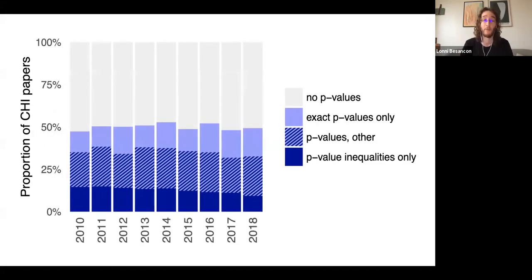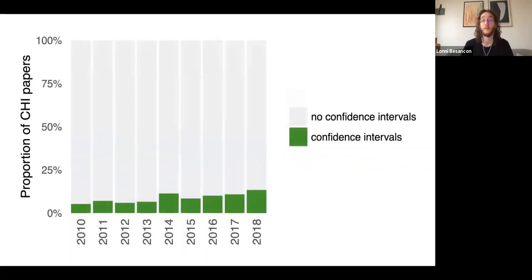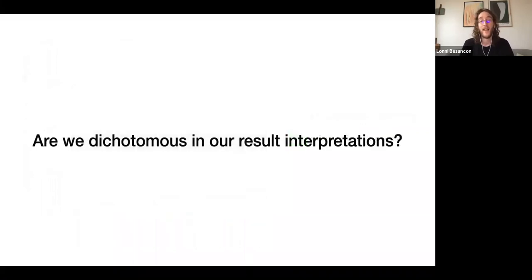And so looking at what people report in the field, we saw that half of the studies don't report p-values, which seems to be in line with what has been published about this conference before, because some of the studies are qualitative. We see that the number of exact p-values is probably rising through the years, and the number of p-value inequalities only is slowly decreasing. But most papers are actually a combination of these two. If we look at the number of papers reporting confidence intervals, it's a pretty low rate, but it seems to be increasing slightly over the years. Now the question was, are we dichotomous in our result interpretation?